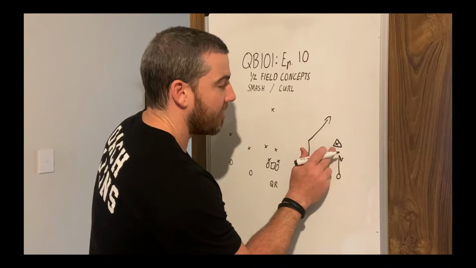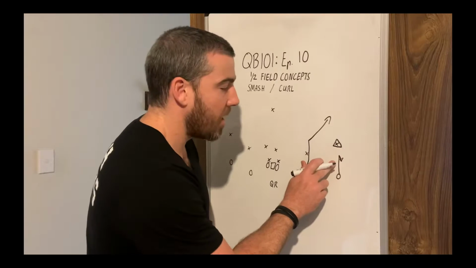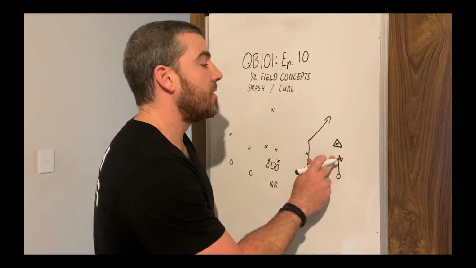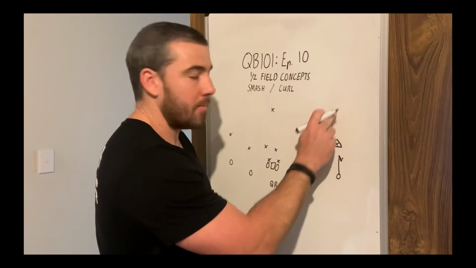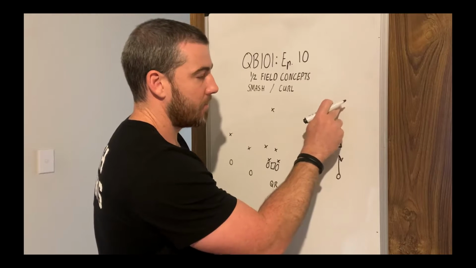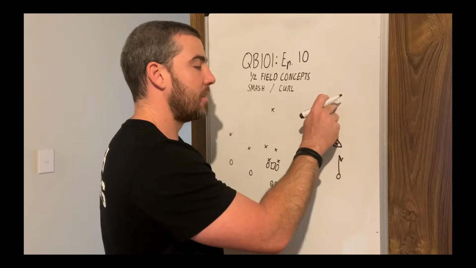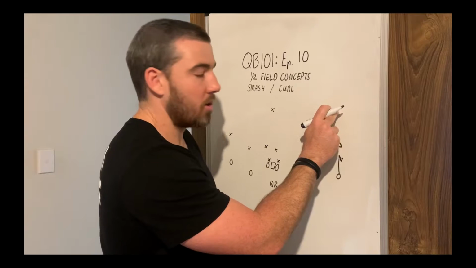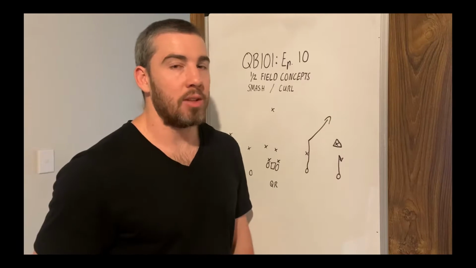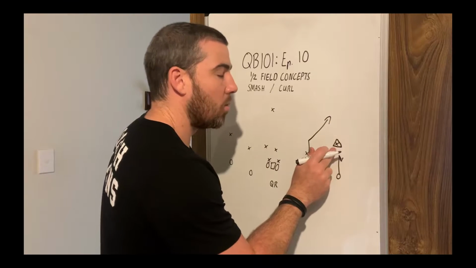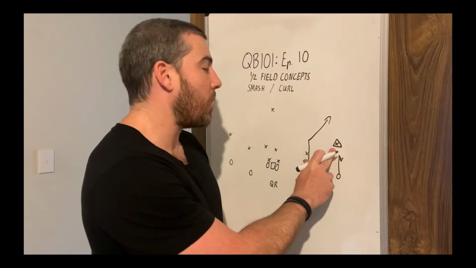Now, if the corner is up close and they're covering this hitch, then there's a good chance that we can hit the corner route. And if this DB is bailing back, going deep, then we can hit this hitch. So our eyes go straight to this corner. They are going to tell us where we can go with the ball.